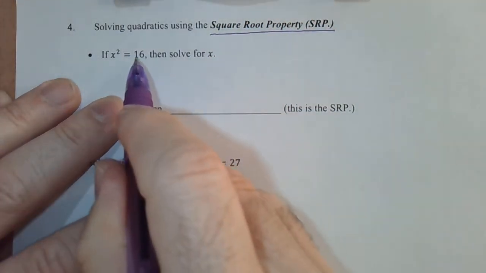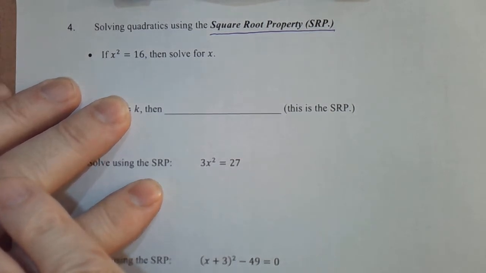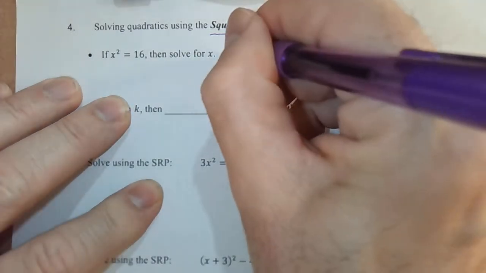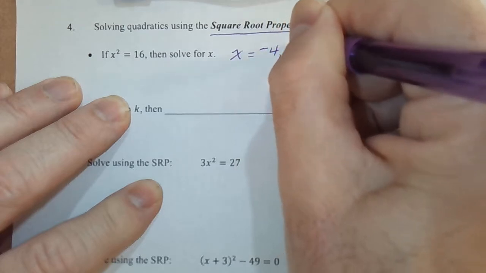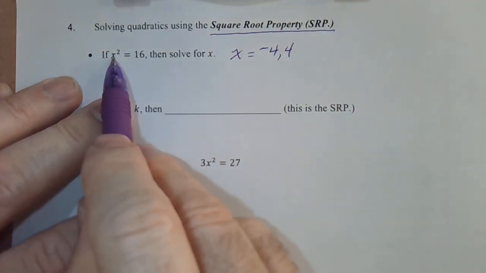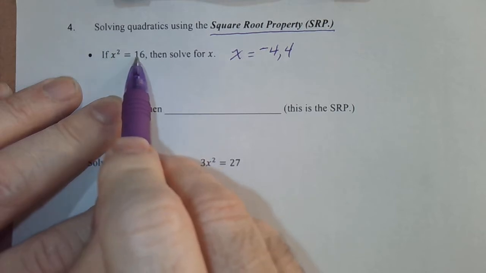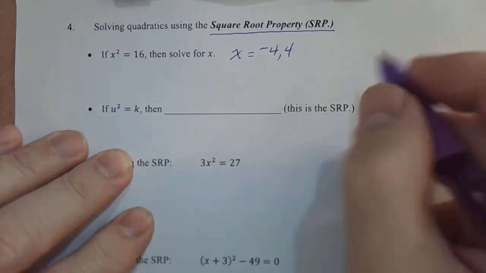All right, if x squared is 16, then what's x equal to? Well, you might say 4, but in reality, it can be 4 or negative 4. Because if you square 4 or if you square negative 4, in both cases you get 16. Well, in general, let's write what's called the square root property.